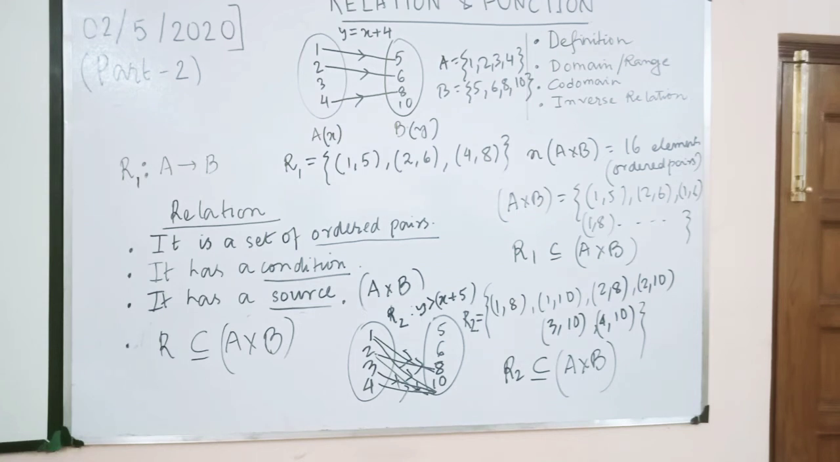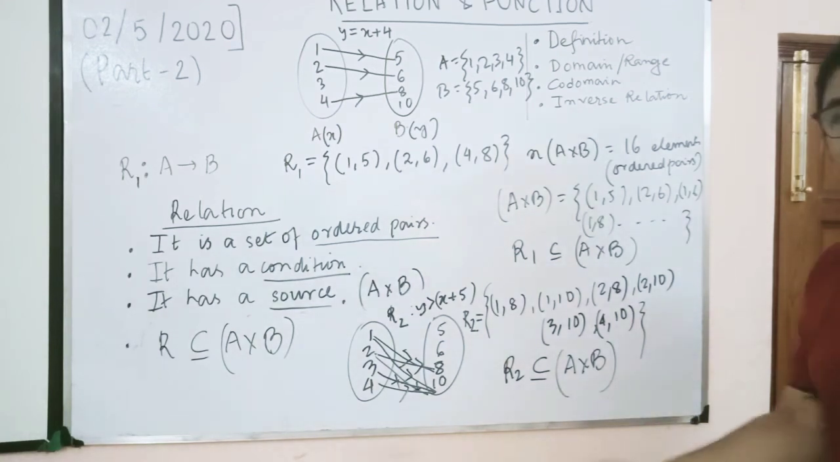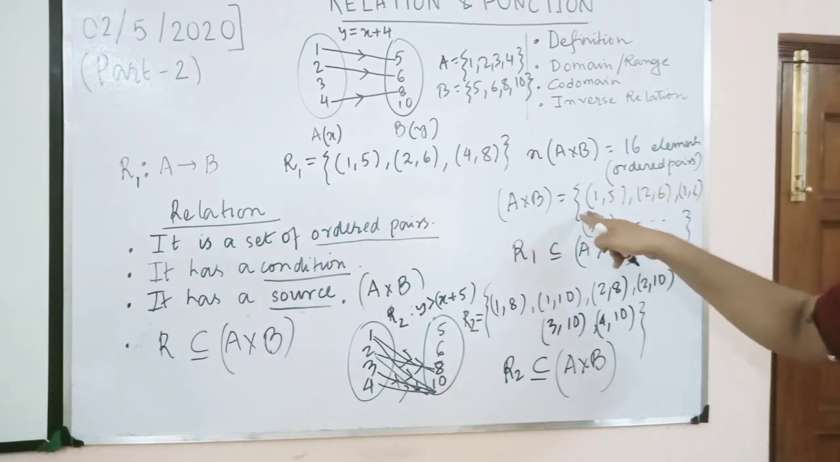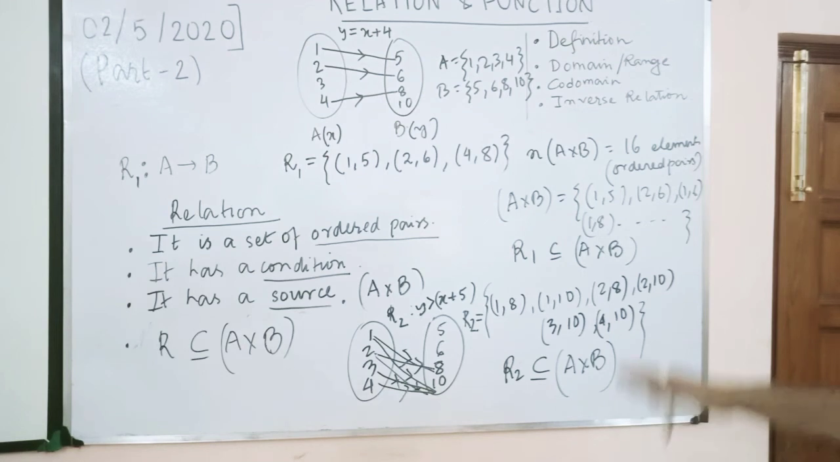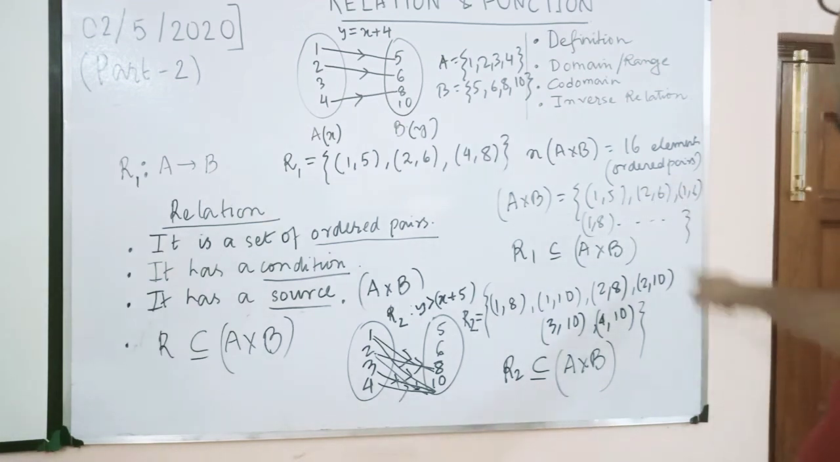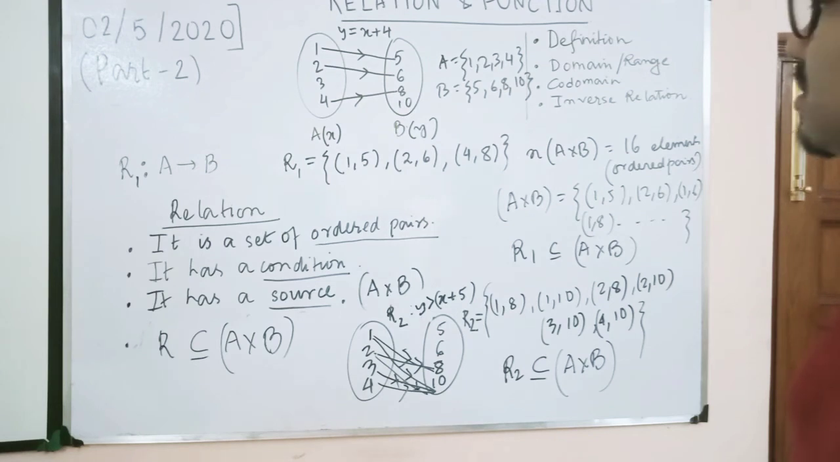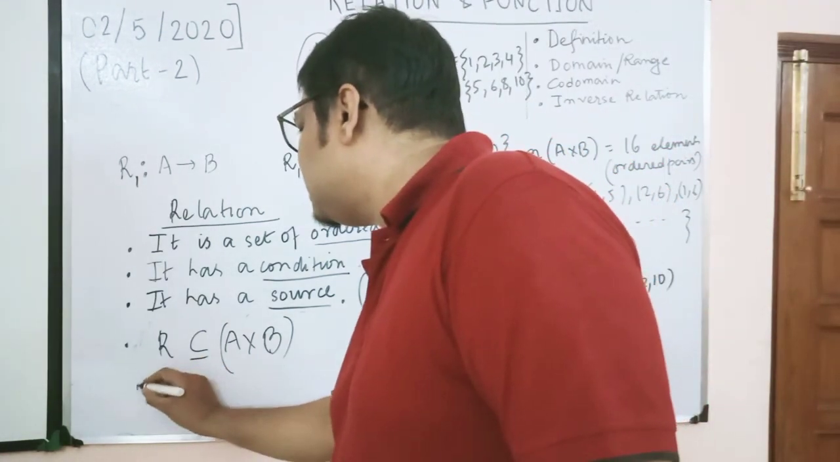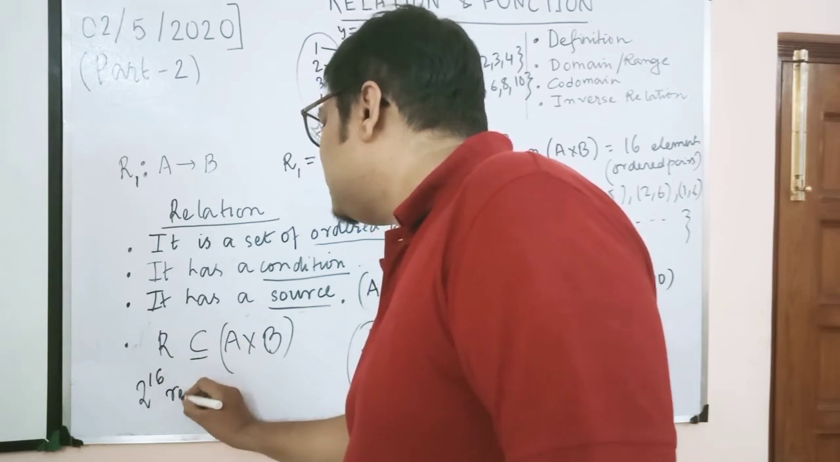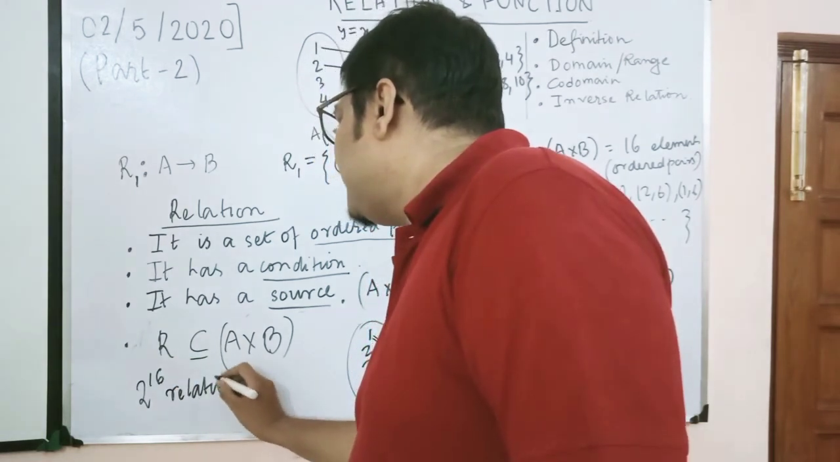So the next question is, how many relations are possible? How many relations possible means the number of subsets possible will be the number of relations. So it is the same concept. If you remember the power set, it also describes the number of subsets of a given set. So here also you have to find the number of subsets. So how many elements are here? 16 elements. So the number of subsets will be 2 to the power 16. So how many relations possible? Here the relations possible will be 2 to the power 16 relations.